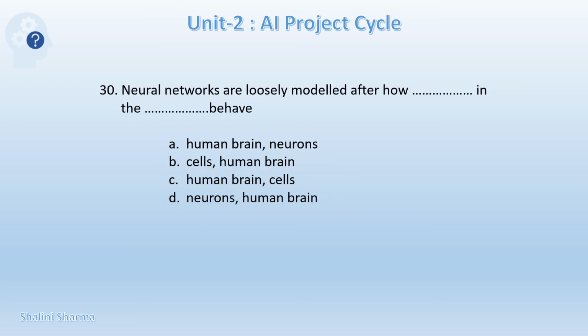Neural networks are loosely modeled after how dash in the dash behave. The options are A. Human brain or neurons, B. Cells and human brain, C. Human brain and cells, D. Neurons and human brain. The correct answer is D. Neurons and human brain. So neural networks are loosely modeled after how neurons in the human brain behave.